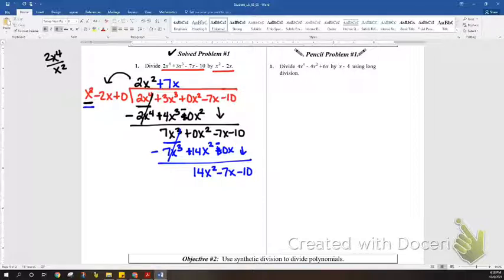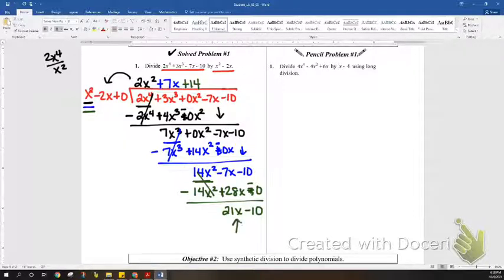Now notice your x squared on the bottom is the same as x squared on the outside, so this is our last time. So 14x squared divided by x squared is 14. Multiply that 14 times everything on the outside. So 14 times x squared is 14x squared. 14 times negative 2x is negative 28x. And 14 times 0 is 0. We're going to subtract, so change all the signs. So negative 7x plus 28x is 21x. And negative 10 minus 0 is still negative 10.